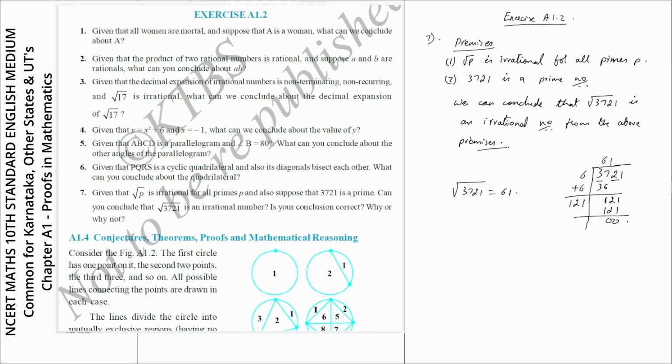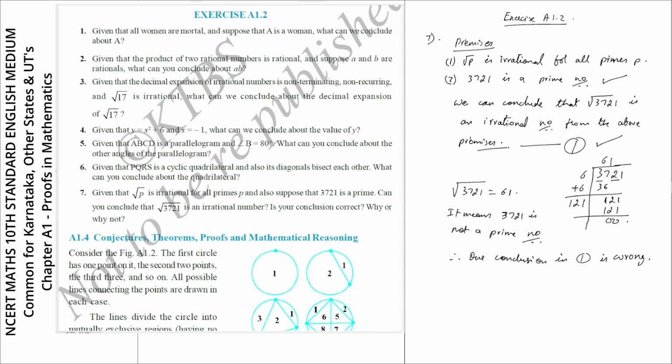So that means 3721 is not a prime number. Therefore our conclusion in 1, I'll mark this as 1, is wrong. Why was our conclusion wrong? Because the premise itself was wrong. What was the premise? In the second premise it is given that 3721 is a prime number. The premise itself is wrong. That's why we got our conclusion also to be wrong.